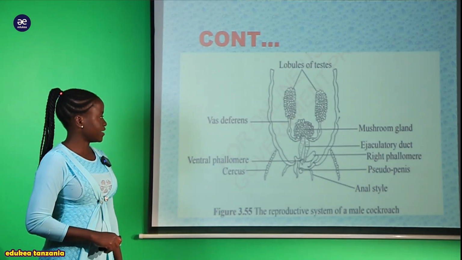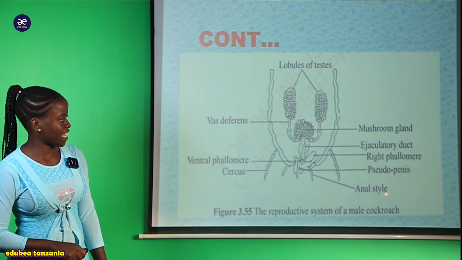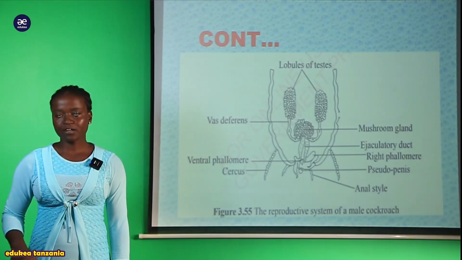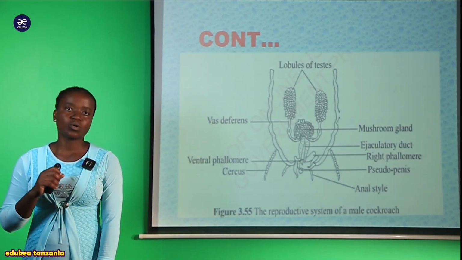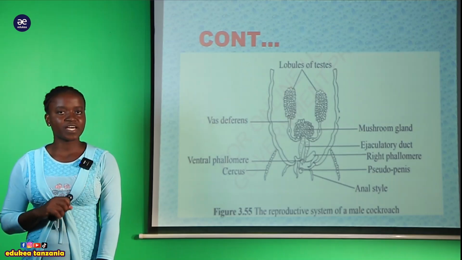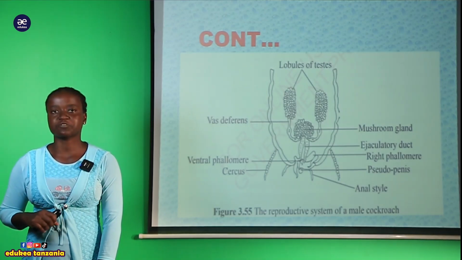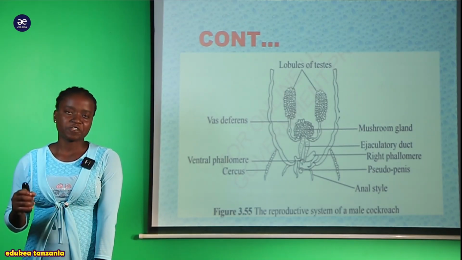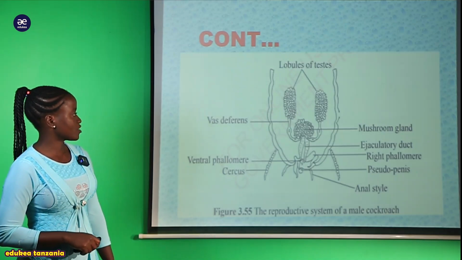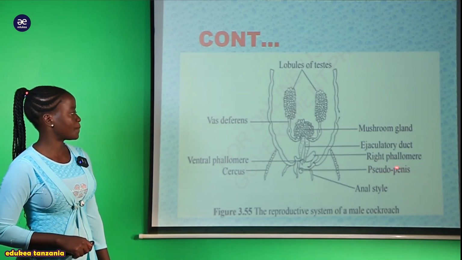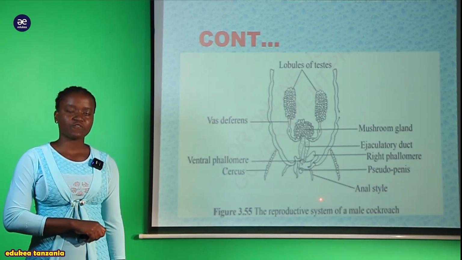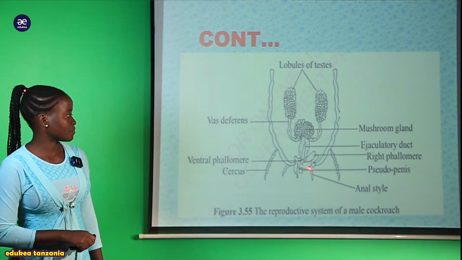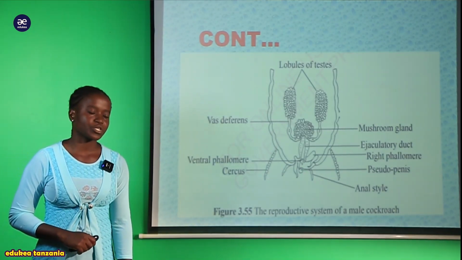Now we can see this one is the anal style. The anal style is very important for the male cockroach, and it differentiates between a male cockroach and a female cockroach. And also we have the pseudopenis. This one is the pseudopenis, which is responsible for transferring the sperm from the male into the female during copulation.